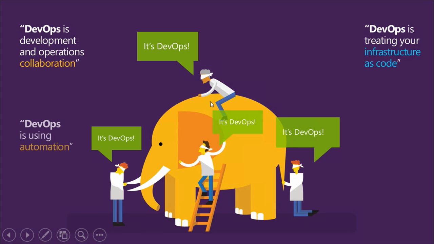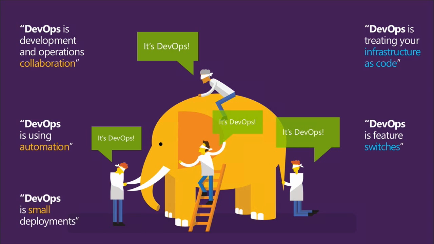Oh, it's just infrastructure as code. Or no, maybe it's automation. Or no, it's actually feature switches. Or maybe small deployments. Kanban, right? There's all kinds of things that people have as DevOps. And I'd be willing to bet that if you're inside of your organization, you say, what is DevOps? You would get answers all over the map.